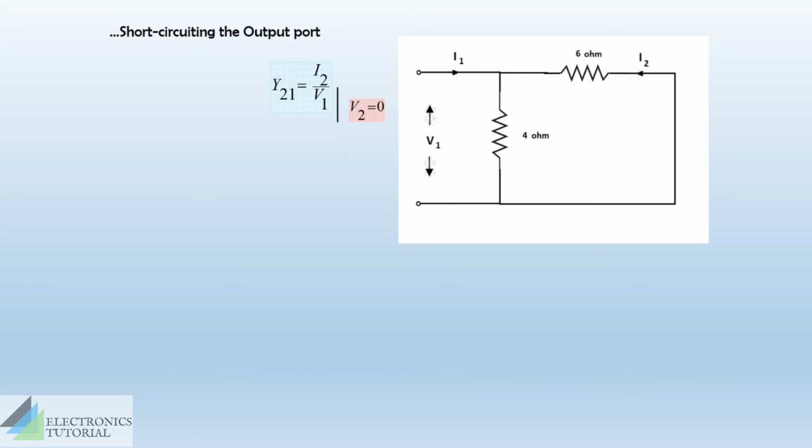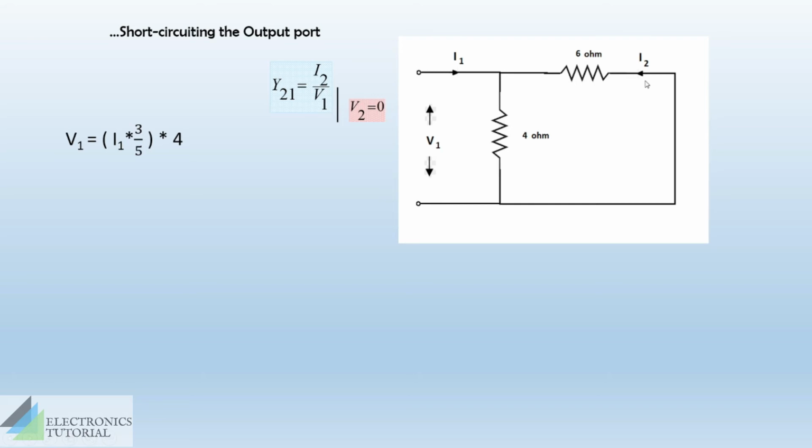Y21 is equal to I2 by V1. Here also, the numerator and denominator are entirely different terms. We'll try to make the numerator and denominator of similar terms. We have already obtained the relation for V1. V1 is expressed in terms of I1. Now we'll try whether we will be able to change this numerator and make it in terms of I1.